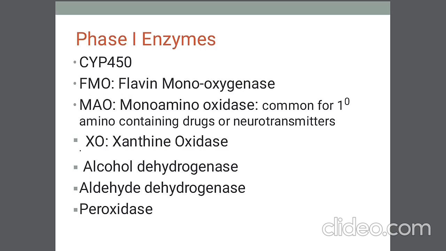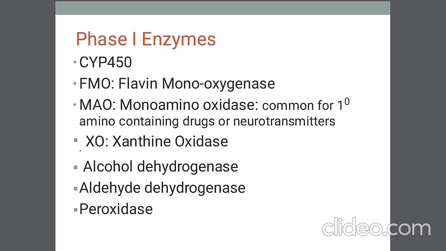Then MAO, monoamine oxidase, is also another contributor in phase 1. This monoamine oxidase has a very common role in the metabolism of primary amino containing drugs and neurotransmitters. If our drug contains a primary amino group as a functional group, then it will be the best target for monoamine oxidase rather than cytochrome P450. Or in the case of neurotransmitters like norepinephrine, dopamine, serotonin, they have a primary amino group. So all these neurotransmitters containing a primary amino group will undergo metabolism preferentially by monoamine oxidase, but not by the cytochrome P450. Another phase 1 enzyme is xanthine oxidase, then alcohol dehydrogenase, aldehyde dehydrogenase, and peroxidase.